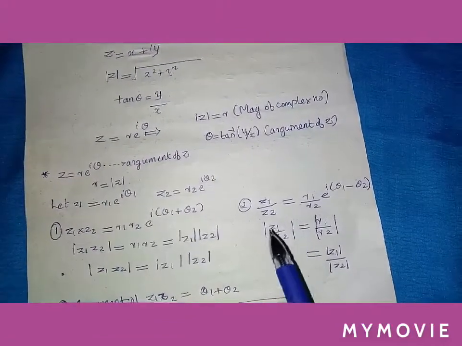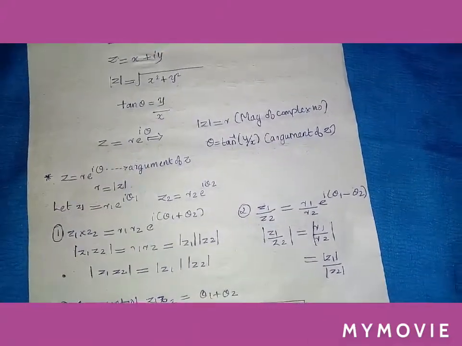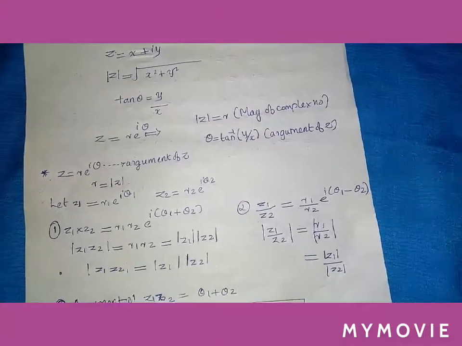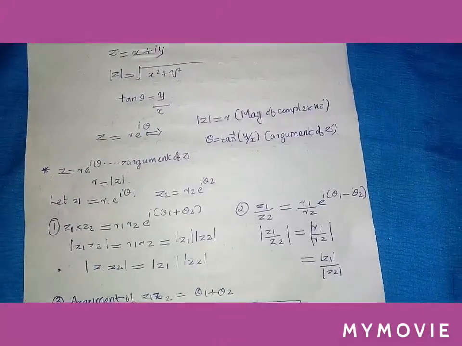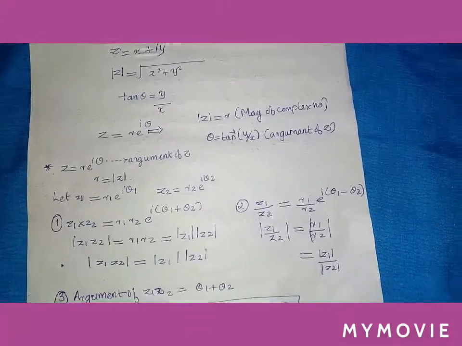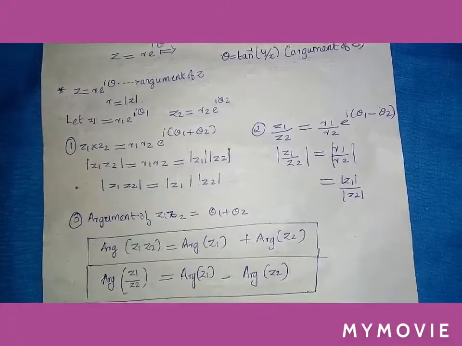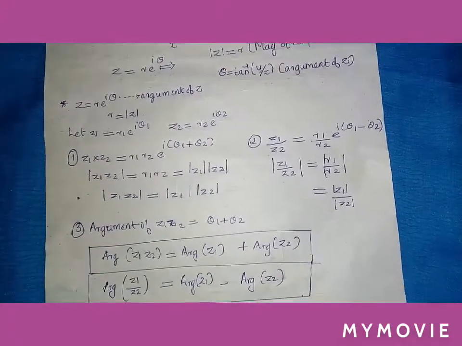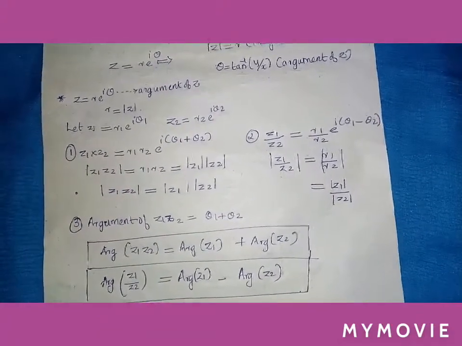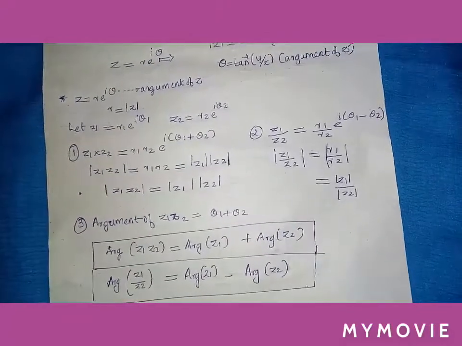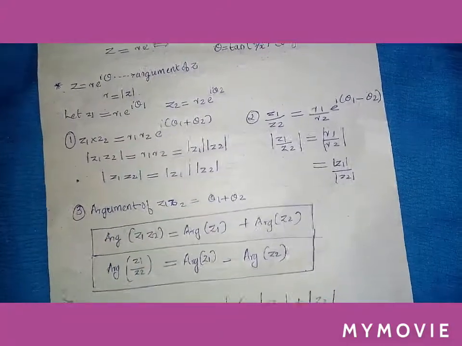In division also, z1 by z2, we know that z1 is r1 e raised to i theta 1, z2 is r2 e raised to i theta 2. So z1 by z2 is equal to r1 by r2 e raised to i into theta 1 minus theta 2. So mod of z1 by z2 is r1 by r2, that is mod z1 by mod z2. Next, the argument of z1 z2 is theta 1 plus theta 2. Argument of z1 z2 is argument z1 plus argument z2. Argument of z1 by z2 is argument z1 minus argument z2.